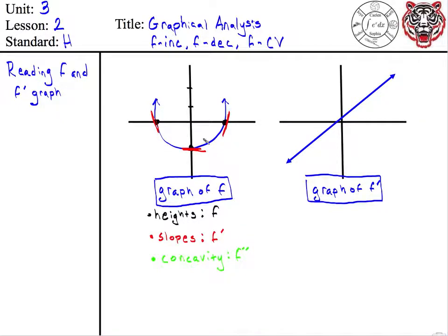All right, and that would be anywhere in here. Concavity is going to be positive. Positive concavity because it's a valley, it's not a rainbow, it's not a mountain.